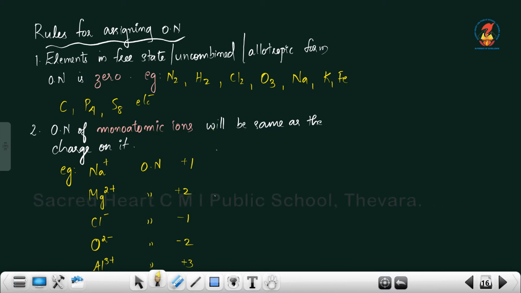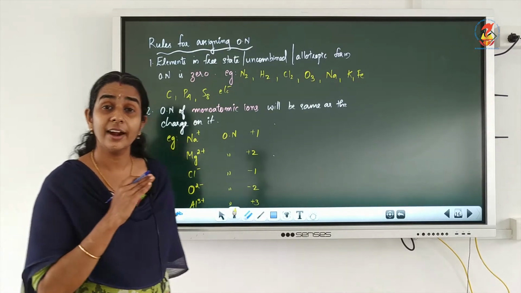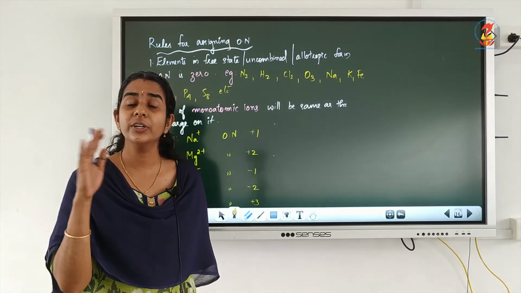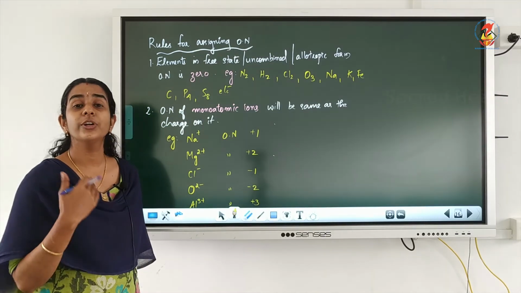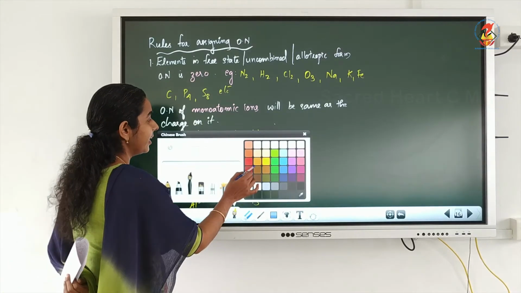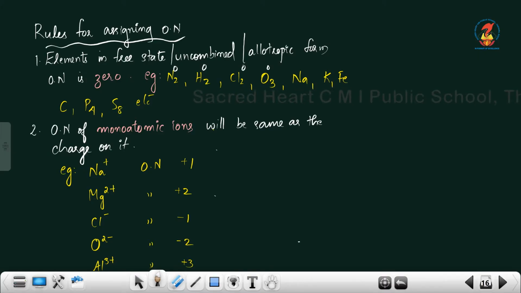For example, H2, N2, Cl2, ozone, all these are in the free state. Free nitrogen, free hydrogen, chlorine gas, ozone gas, then sodium, potassium, iron, carbon, phosphorus, sulfur, all these are in the uncombined state. It is not combined to any other element. So in the uncombined state or in the free state, the oxidation state will always be 0. So here it is 0, here it is 0. So everywhere the oxidation state will be 0.